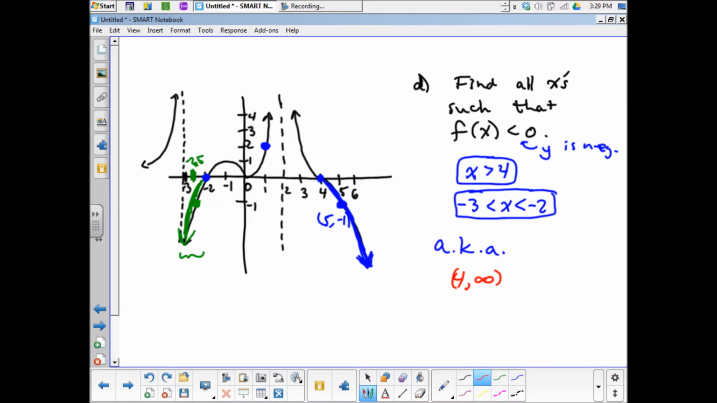That's actually the part on the right. And then between negative 3 and negative 2. And then we'll use the U symbol. Okay, so there's an example of how to extract information.